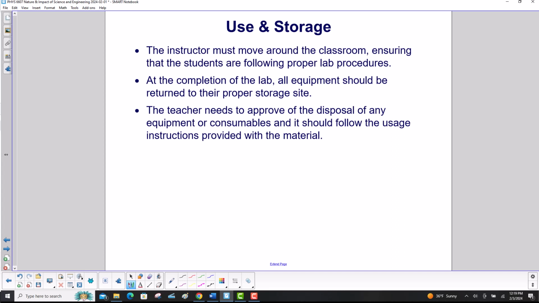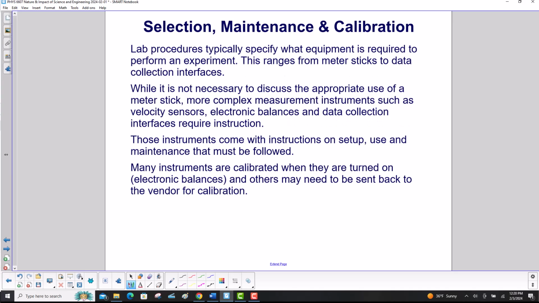At the completion of the lab, all equipment should be returned to their proper storage site. The teacher needs to approve of the disposal of any equipment or consumables, and it should follow the usage instructions provided with the material. Lab procedures typically specify what equipment is required to perform an experiment.